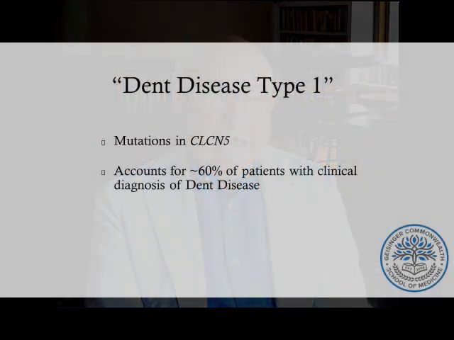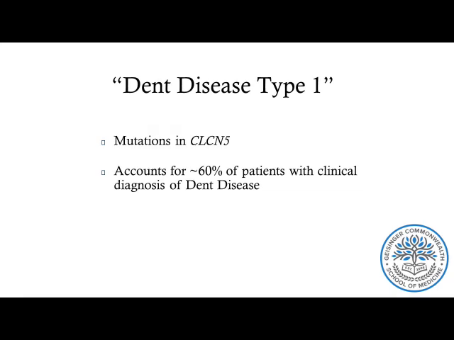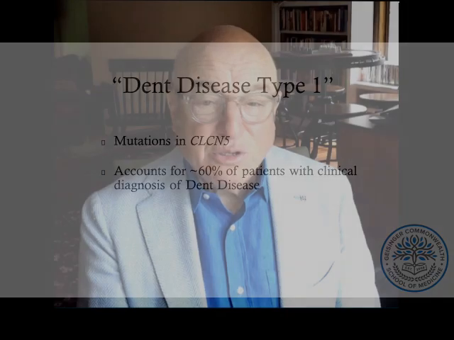And so we now recognize Dent disease type 1 as those patients characterized by mutations in CLC5, but we know that this only accounts for about 60% of patients who meet clinical criteria for the phenotype of Dent disease. And over the years, my laboratory collected samples sent to us from across the world of families who met these criteria for Dent disease, and when we found mutations in CLC5, we would collect them and report them.